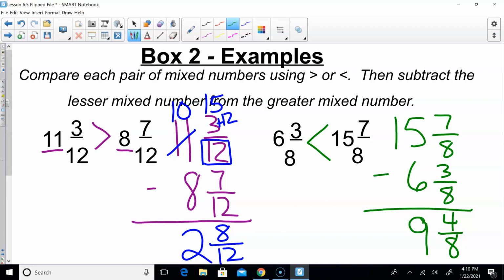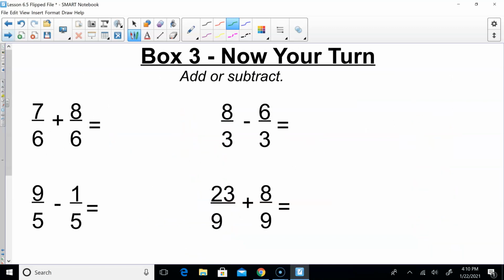Make sure you pause the video right now and jot down these examples, and all the work that goes with them, so you can really use this as an example when it comes to solving your problems. Because it is time. It is your turn right now, so draw a big line on your paper, label it box 3, now your turn. I want you to add or subtract the following problems on this page. We have 7/6 plus 8/6 equals, and write out the entire problem, not just the answer, because I want to see what the problem is to get the answer that you got. 8/3 minus 6/3, 9/5 minus 1/5, and 23/9 plus 8/9.